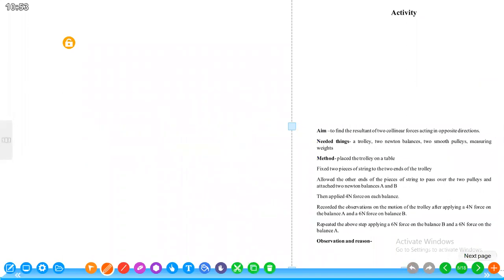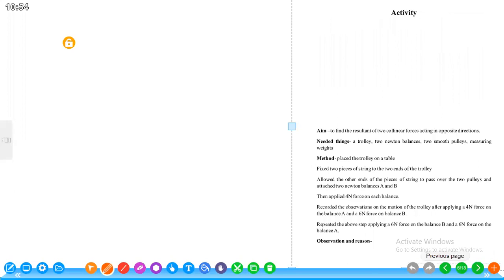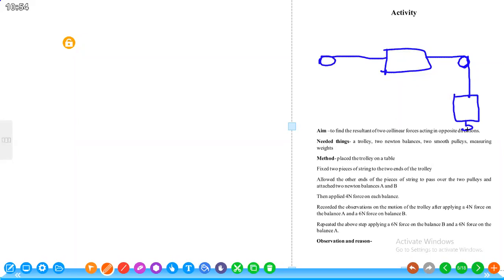And the second one: your school book also has the figure. Here it does not show it, so please find that. This is the figure of it. This is a trolley. First of all, place a trolley on the table, then fix a thread through the pulley and hang a spring balance. Like that.